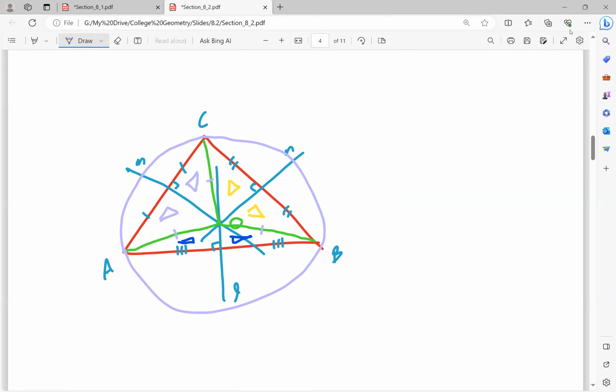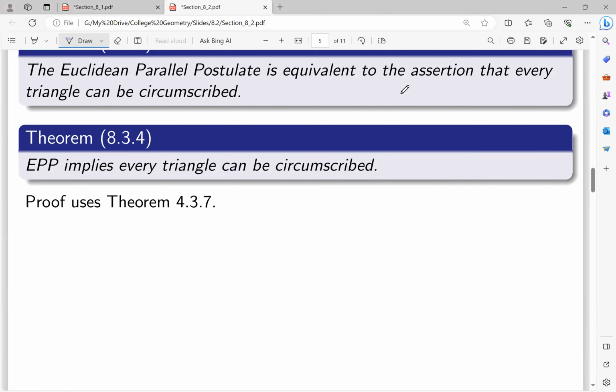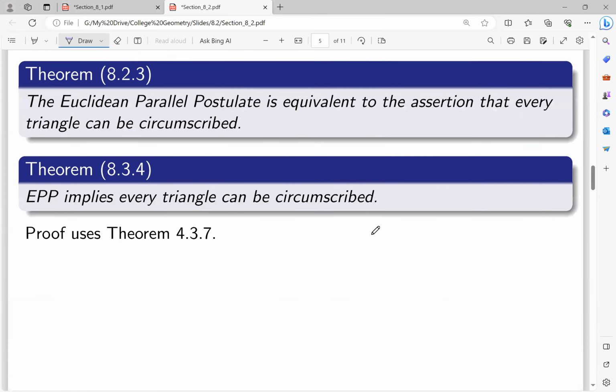Now, here's our big theorem for this section. The Euclidean parallel postulate is equivalent to the assertion that every triangle can be circumscribed. Okay, and then Venema breaks this theorem into two directions, because equivalent means it's got an if and only if. Really, he could have made these lemmas, but they're so big that they might as well be theorems.